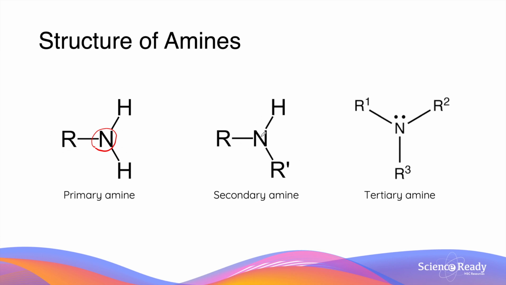A secondary amine is when the nitrogen atom is bonded to two carbon atoms and one hydrogen atom. A tertiary amine is when the nitrogen atom is connected to three carbons and, more importantly, no hydrogen atoms at all.